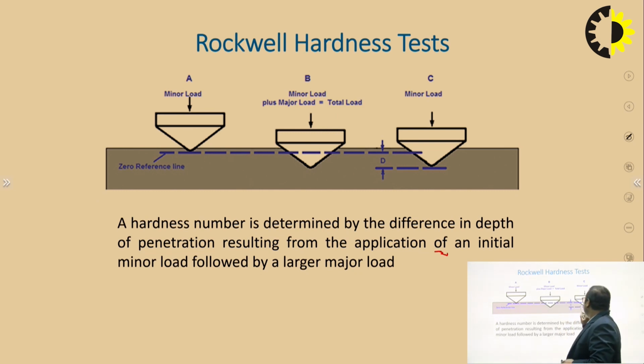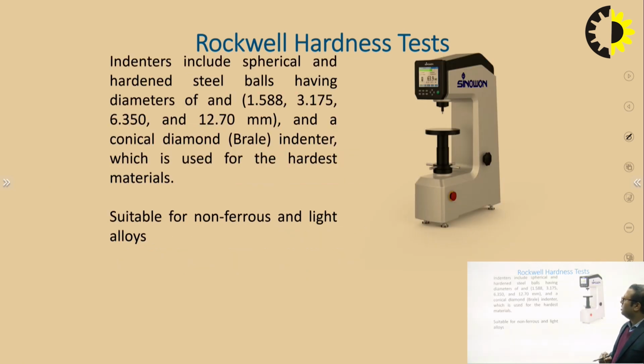So you can see that this is the indentation which we actually see inside the specimen, and this indentation helps us to determine the Rockwell hardness value for a particular specimen. This is the machine for the Rockwell hardness test. The Rockwell hardness test indenters include spherical hardened steel balls having diameters of around 1.588, 3.175, 6.35, and 12.70 mm, and there is one conical diamond indenter, the Brale indenter, which is used for getting the hardness of a particular material. This hardness test is basically preferred for non-ferrous and light alloys.